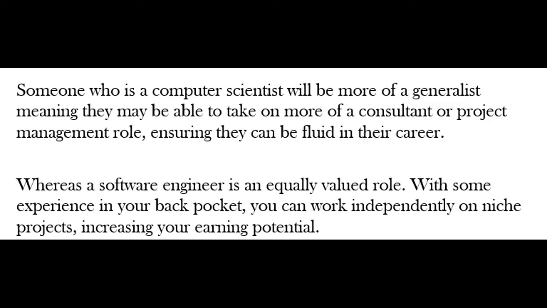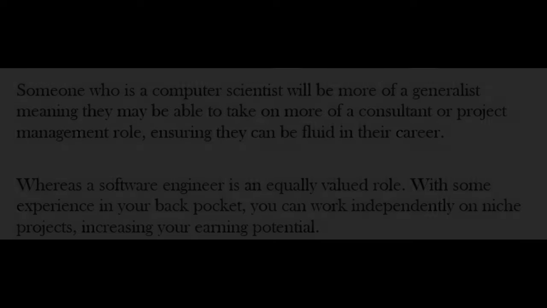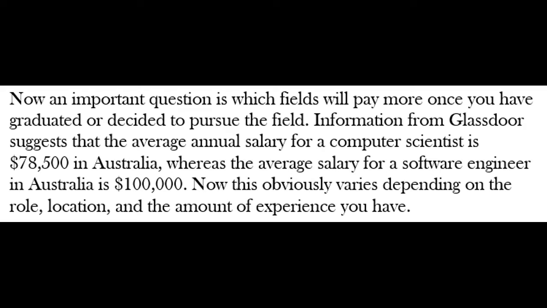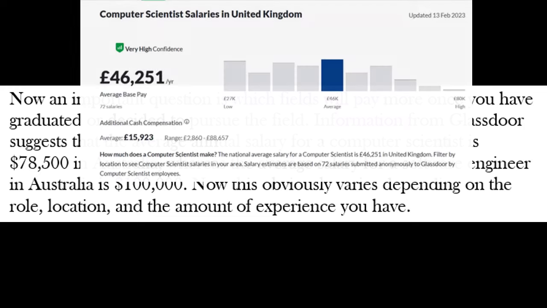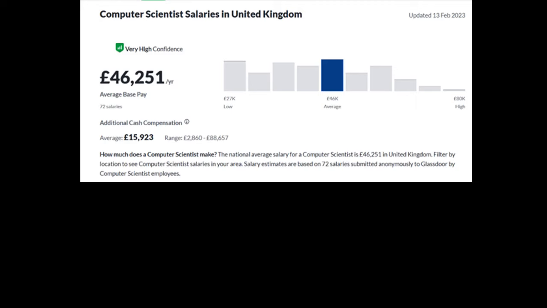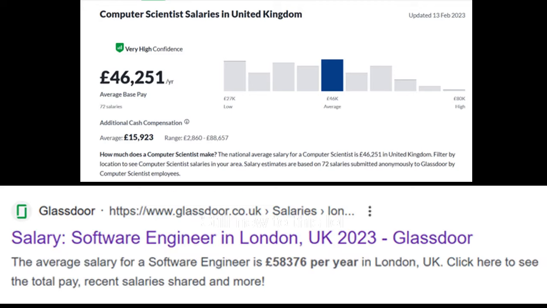Now obviously money is a big factor when it comes to choosing your degree, so let's talk about the difference between pay in computer scientists and software engineers on average. I've had a look online and the average salary for a computer scientist in the UK is £46,000 a year. Whereas the average salary for a software engineer in the UK is around £56,000 a year.